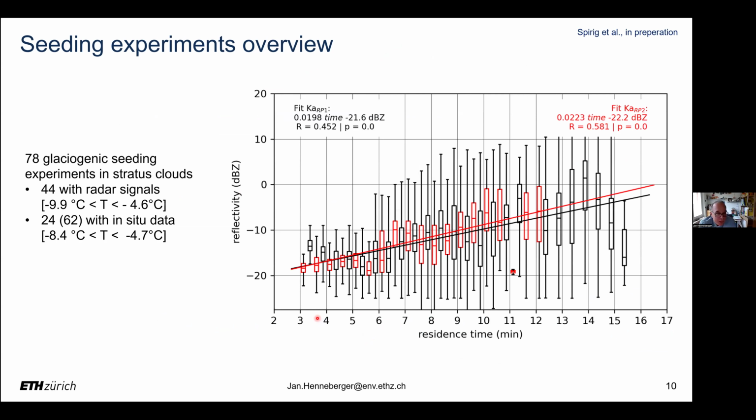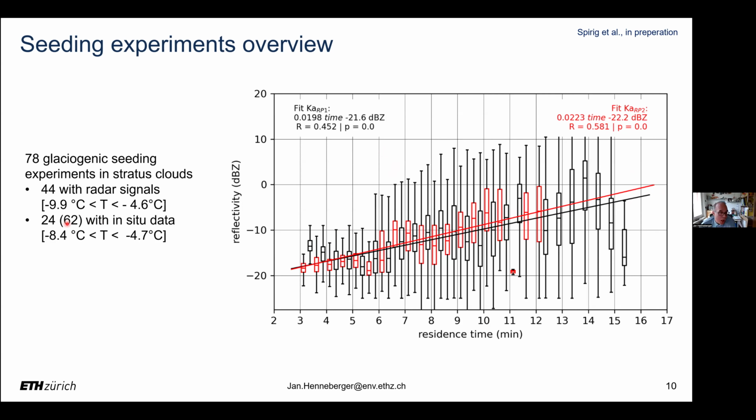Okay, overview, what we did. So overall, 78 glaciogenic seeding experiments. From 44, we had radar signals, and the temperature range between -10 and -4.6. On the right, you see the reflectivity ordered by residence time of 2K band radars, and they're quite agreeing. And you also see already a stronger reflectivity with longer residence time, so ice crystals grow bigger over time. And we also see the first signal after 3 minutes, quite early.